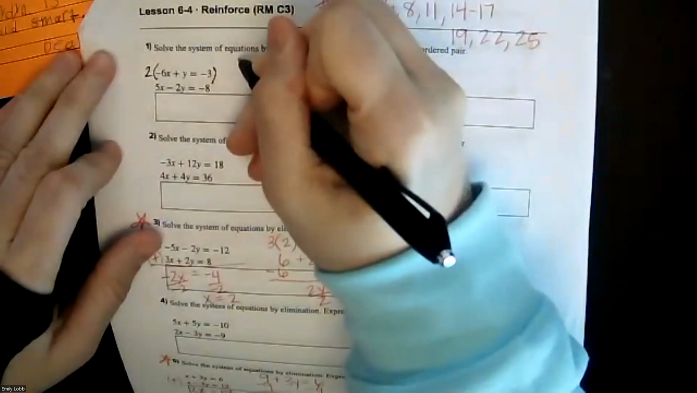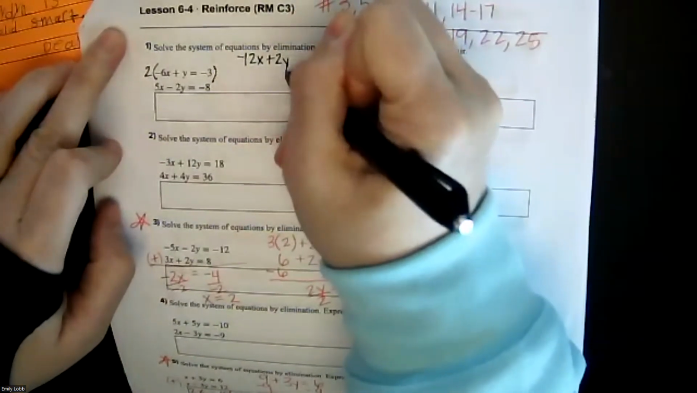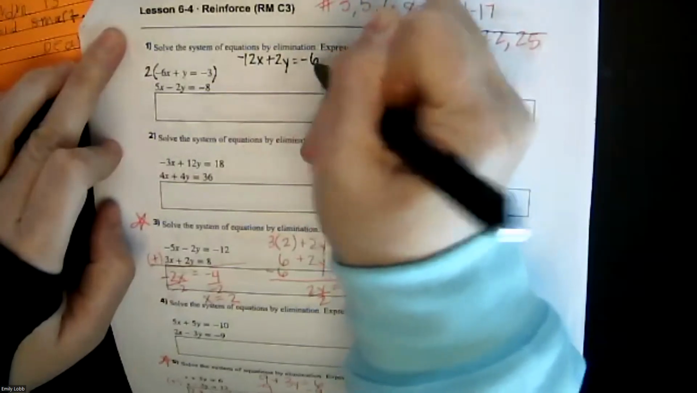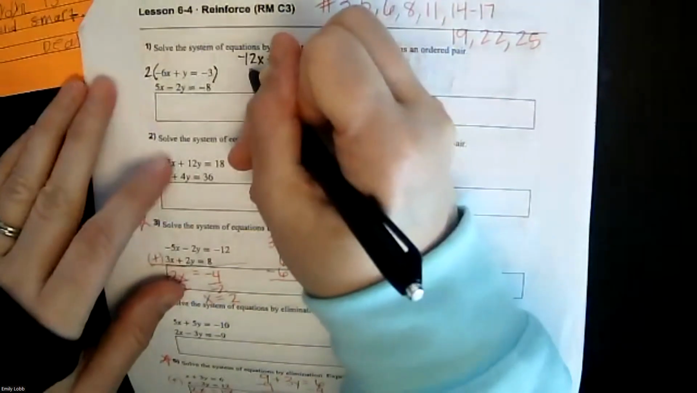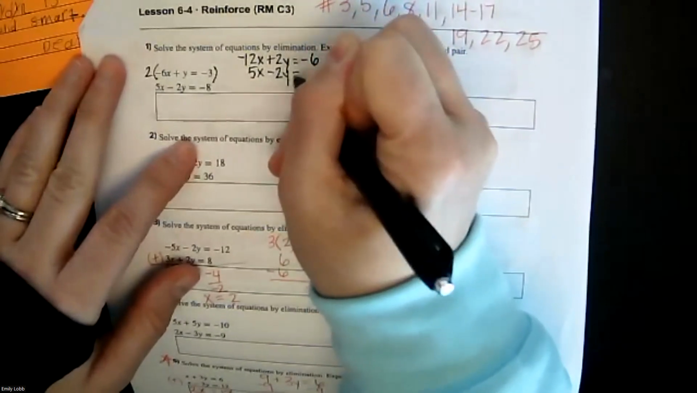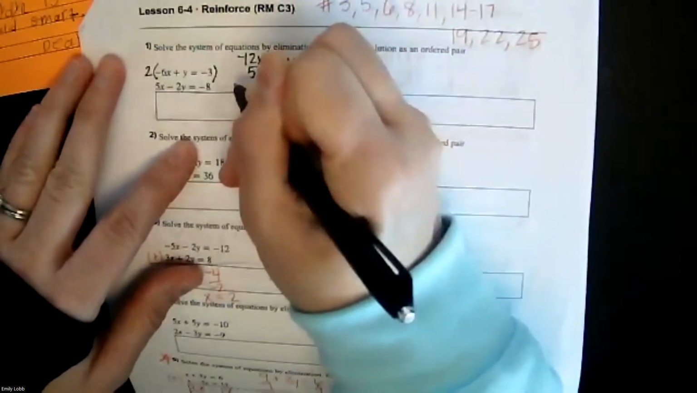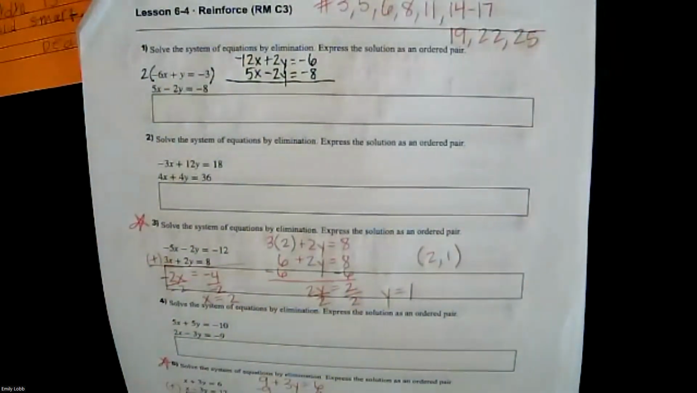So this becomes negative 12x plus 2y equals negative 6. I'm just multiplying all the terms by 2. Now I'm going to rewrite this bottom one: 5x minus 2y equals negative 8. Once I know that one of my variable terms can be canceled out, I can start adding them up.